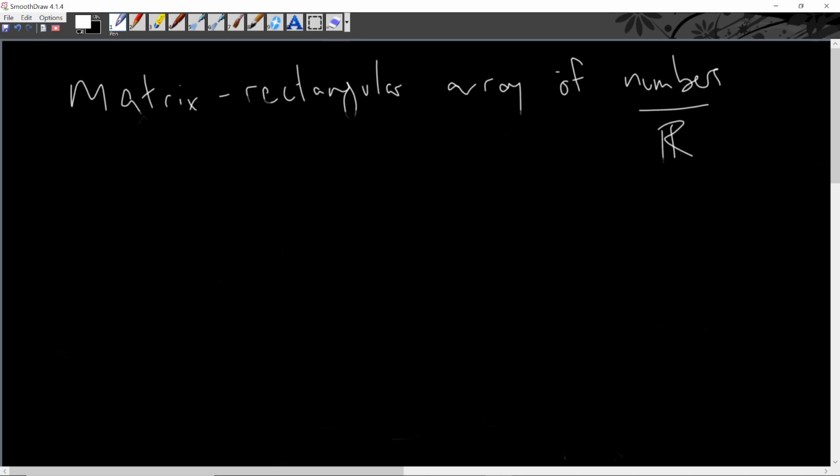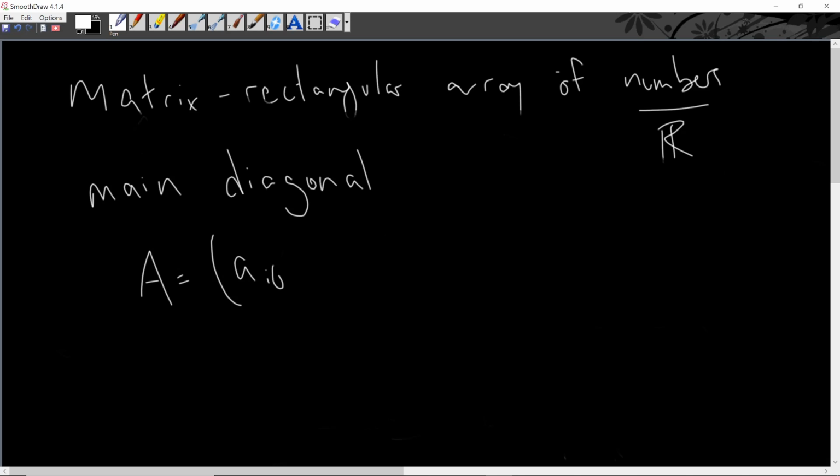We have the main diagonal. The main diagonal of a square matrix is just all of the elements where i is equal to j of some big A equals a subscript ij. Not A times ij, A subscript ij. If A is all of the elements that fit a_ij, then the main diagonal is where i equals j. So let's draw a matrix real quick.